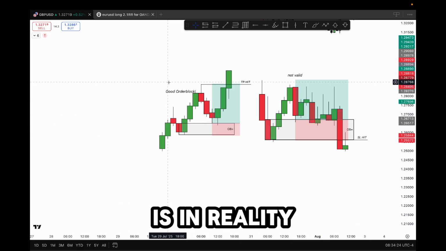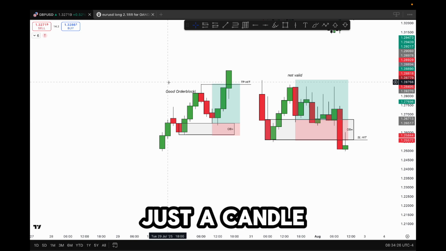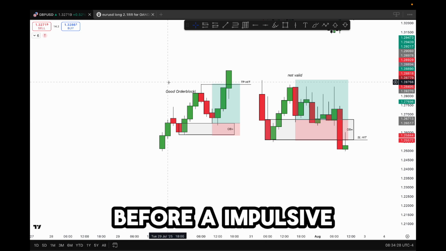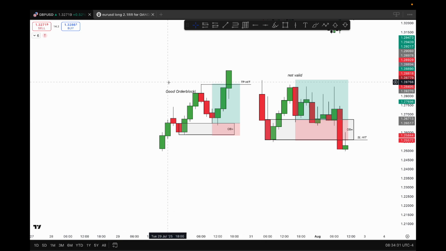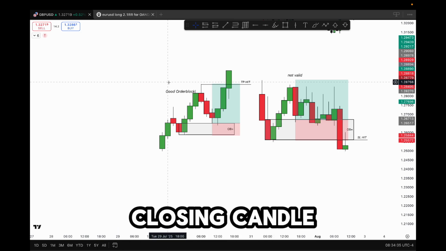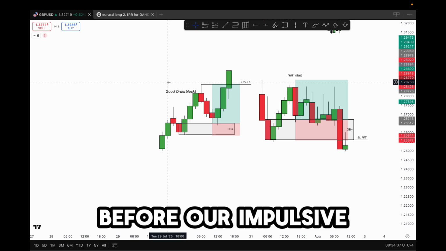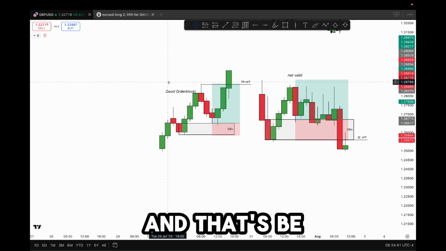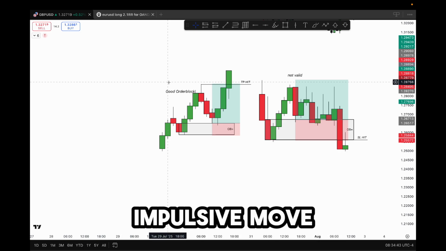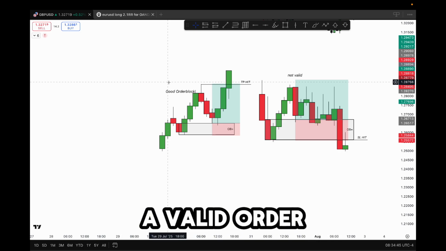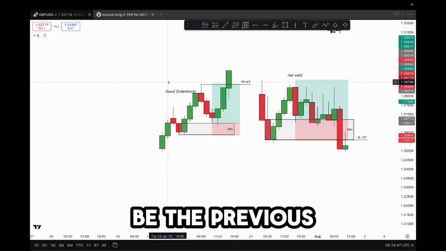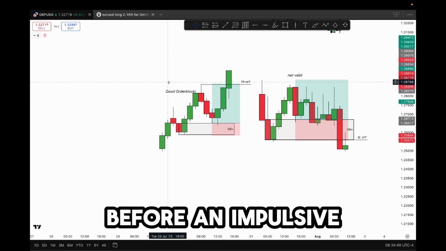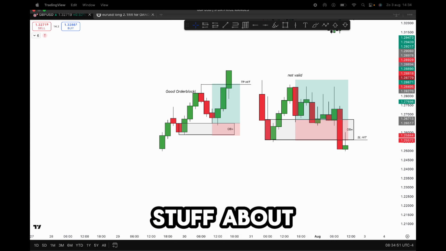An order block is in reality just a candle, the previous candle before an impulsive move. That's the only thing you really need to know. It's the previous closing candle before our impulsive move. It has to be opposite to the move you want to see, and it has to be the previous candle before the impulsive move. And that is a valid order block. It has to be 2 times, it has to be the previous opposite candle before the impulsive move. That's the important stuff about order blocks.